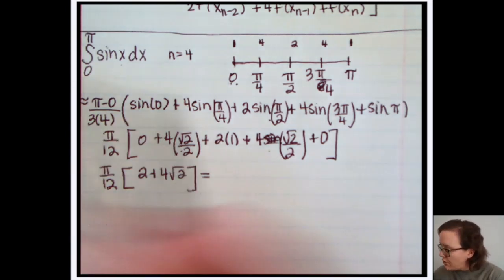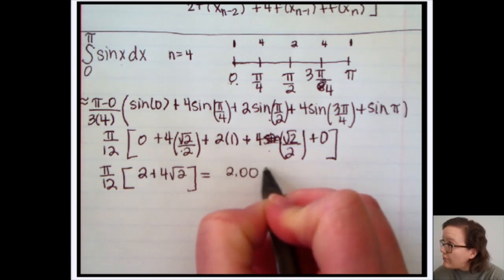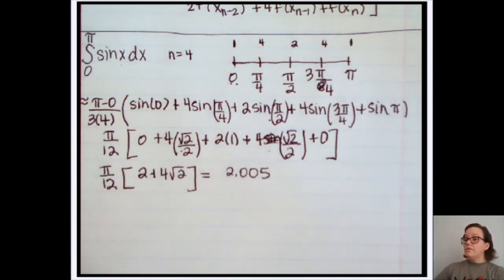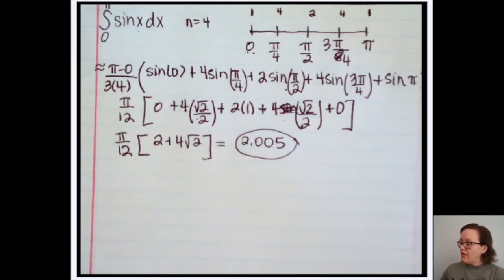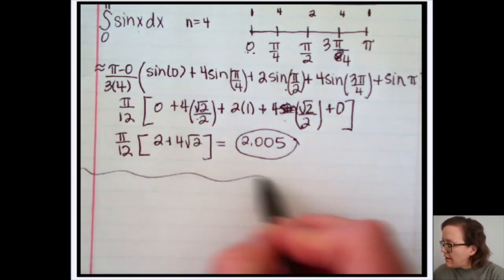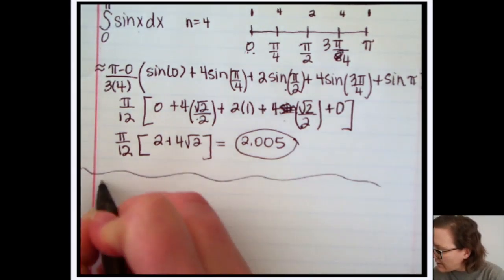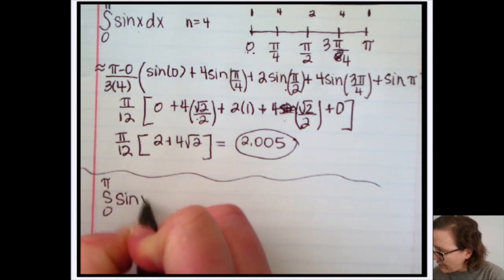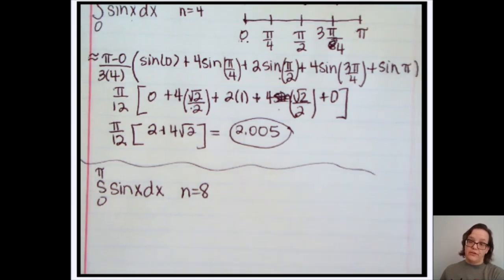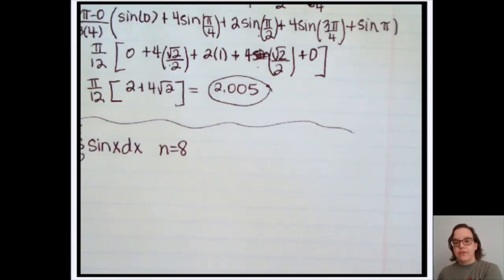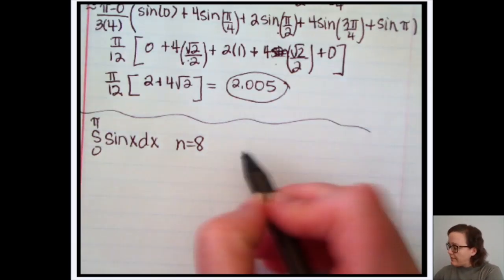And we get 2.005. Okay, so we do know our answer should have been about 2, so it looks like we did it about right. Okay, so now let's try it with 8 and see if we get any closer. Okay, although I would say 2.005 is close enough, most of the time for anything.